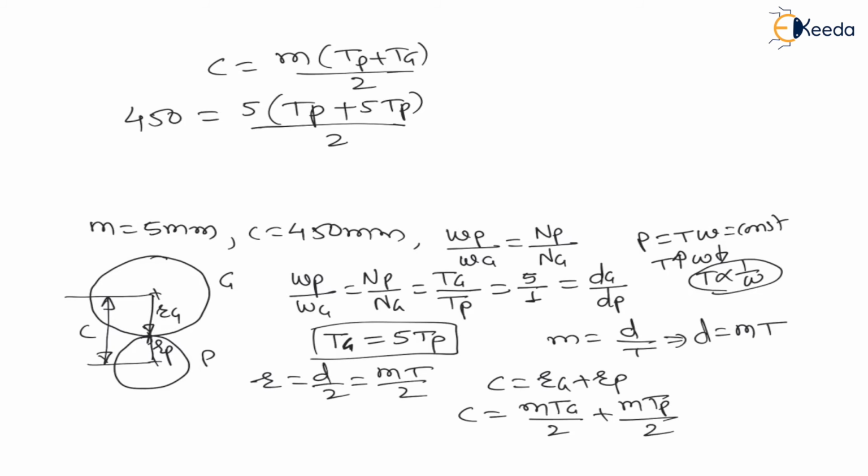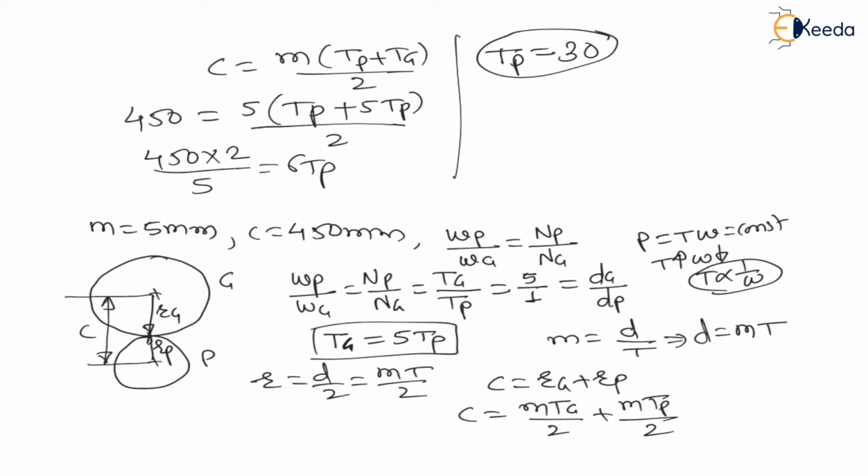Therefore put here all the values. Therefore the equation becomes 450 into 2 divided by 5 is equal to 6 tp. And from this if I calculate number of teeth on pinion, I will get equal to 30. And in the question they are asking what is the number of teeth on pinion. Therefore your answer in the bracket is 30. This answer you will get correct marks.